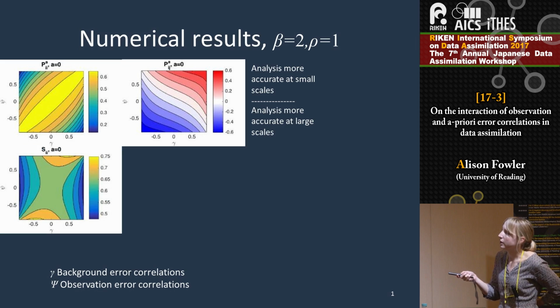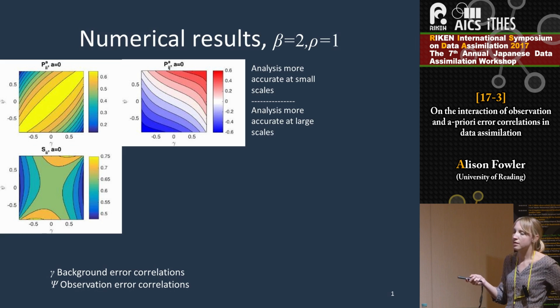Then we can also look at the influence matrix. These are the self-sensitivities, again as a function of the background error correlations and observation error correlations. What you see now is there's less interdependence between the background and the observation error correlations. Generally, as the observation error correlations increase, you get larger self-sensitivity, and as the background error correlations increase, you get less self-sensitivity.